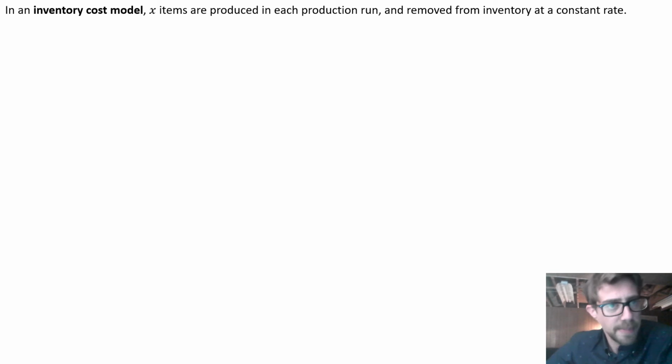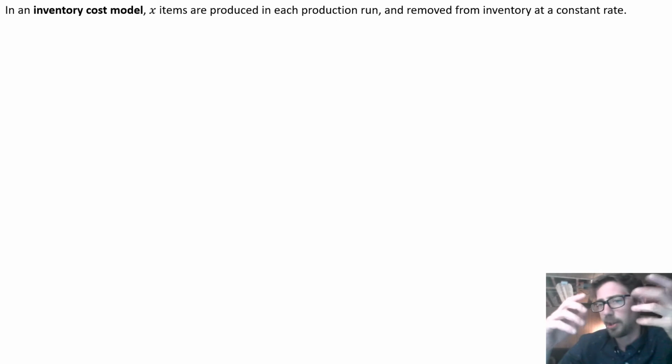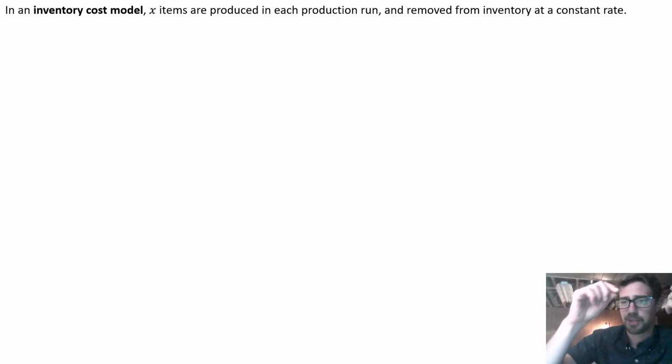Here's another thing. This is called an inventory cost model. So we have these production runs that we do periodically. And every time we do a production run, we crank out X items. Those X items go into inventory, so they go into storage, and then they're taken out of inventory and essentially sold at a constant rate. Think about if you took one out every day, like some sort of product that you sell one of every day. That's what we mean by removed from the inventory at a constant rate.